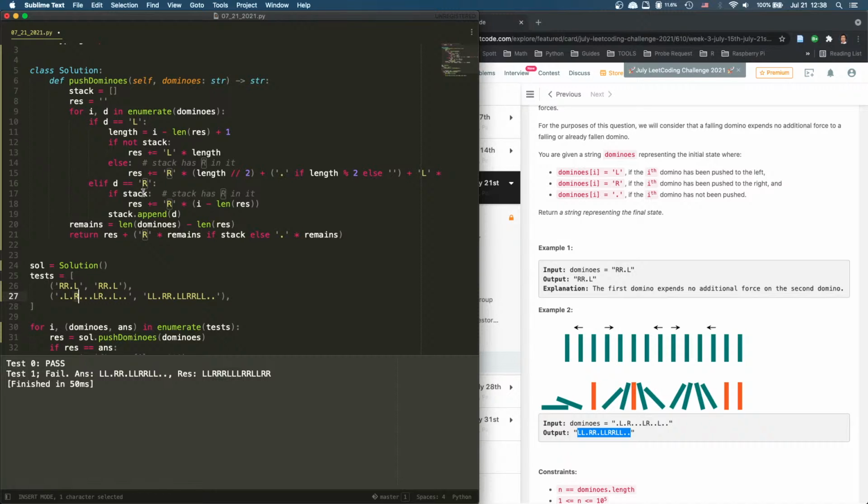So we say if stack, but stack is empty right now because I didn't push anything to the stack. So we just append it like this. And so 0, 1, 2, 3, 4, 5, 6, 7. No, 7. L is 7 coming in. So the length is going to be 7. I see, I stopped at here. Okay, so we have to push in.